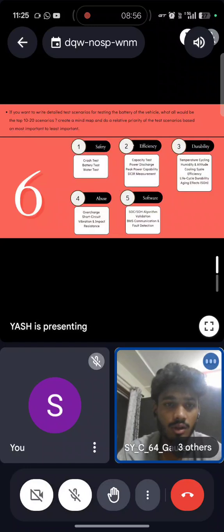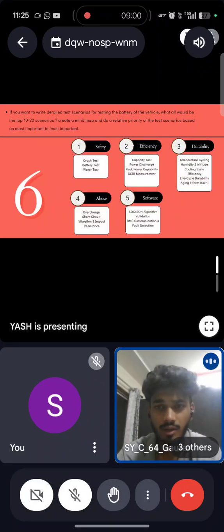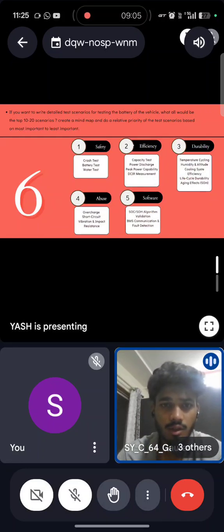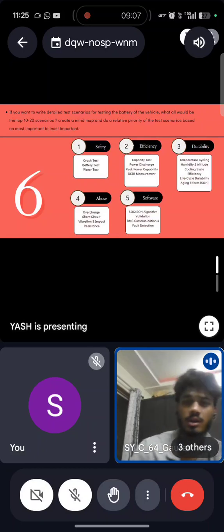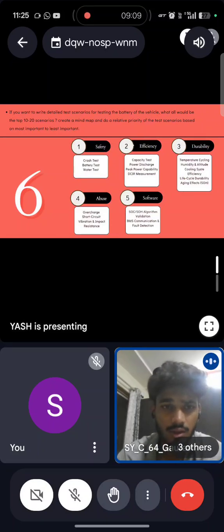So if you want to write detailed test scenarios for testing the battery of a vehicle, what would be the top 10 to 20 scenarios? Create a mind map and do a relative priority of the test scenarios based on most important to least.